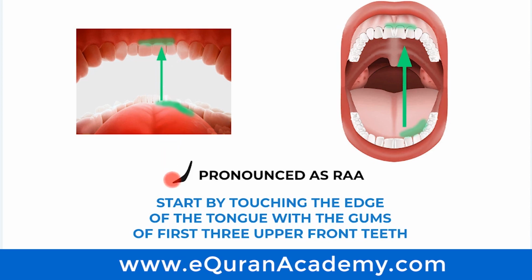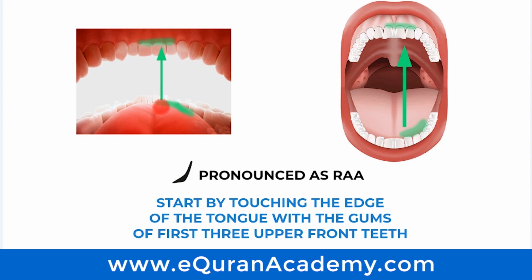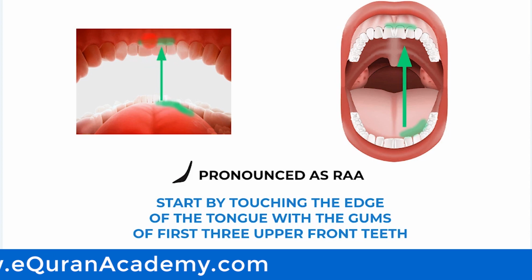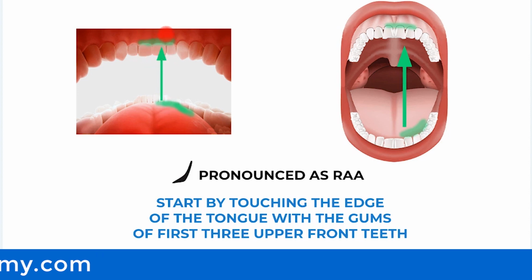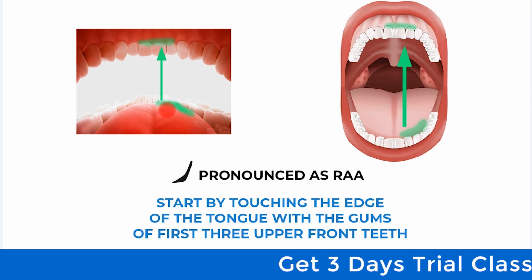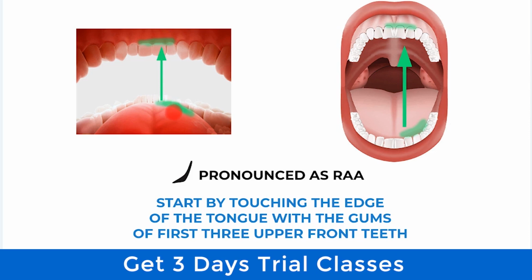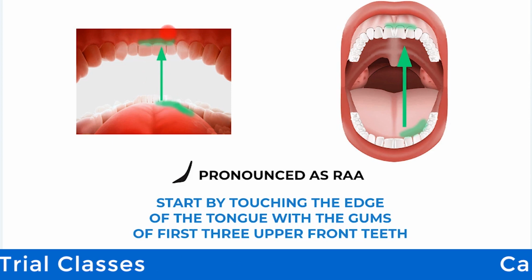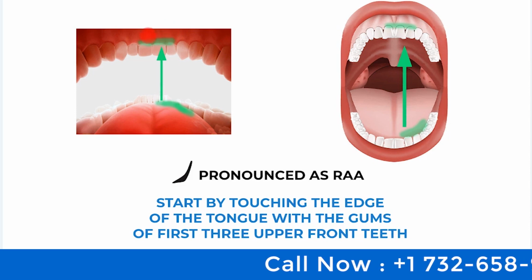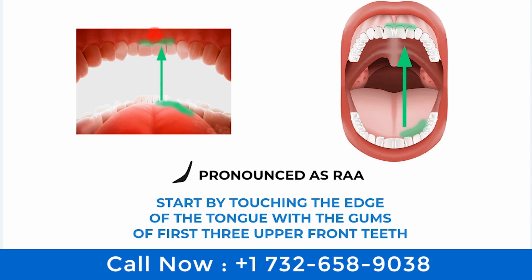One more time. This is edge of tongue. These are front teeth. These are gums of front teeth. We can pronounce ra by touching the edge of the tongue with the gums of first three upper front teeth. From here we can pronounce ra.